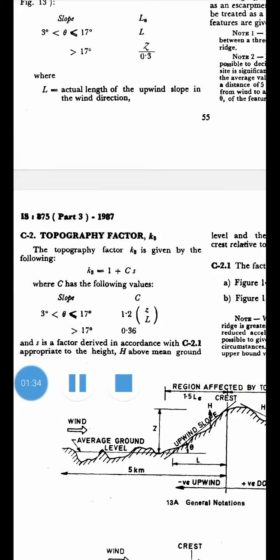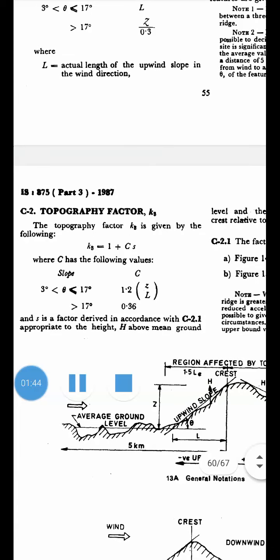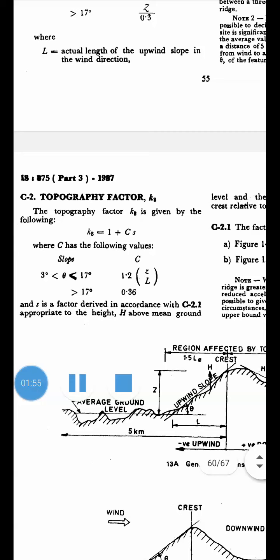Now similarly, from C1 you have to calculate LC or LE. Now from C2 the formula of K3 is given as 1 plus C into S. Now our objective is to find C and S. The value of C also depends on the value of theta. If theta lies between 3 and 17, C value is 1.2 Z divided by L. So what is Z? Z is the height of the hill, and if theta is greater than 17 degrees, C value is 0.36. Now there is a term known as S.